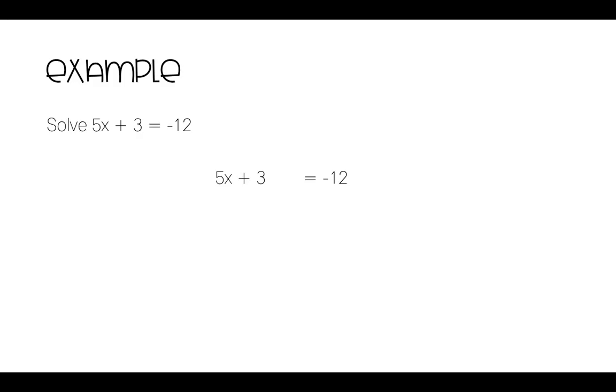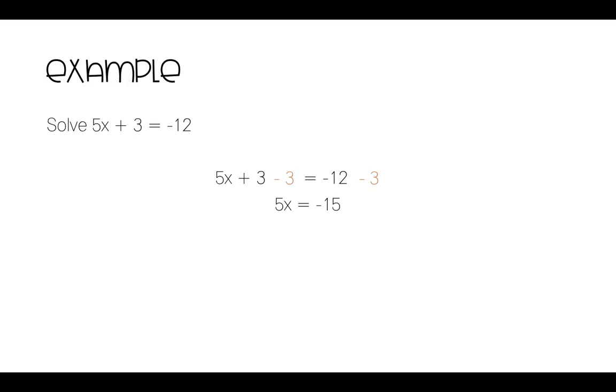Okay, so we'll write it out. The first thing we're going to do is subtract 3 from both sides. Subtracting 3 from the left-hand side cancels that out and makes it 0. And if we go negative 12 take away 3, we end up with negative 15. So 5x equals negative 15.